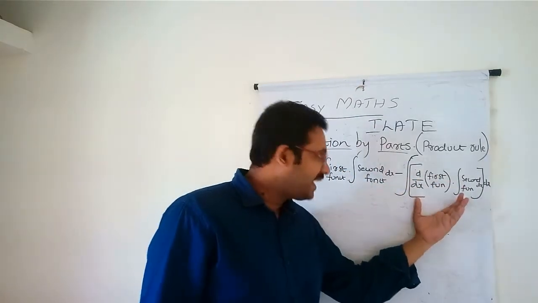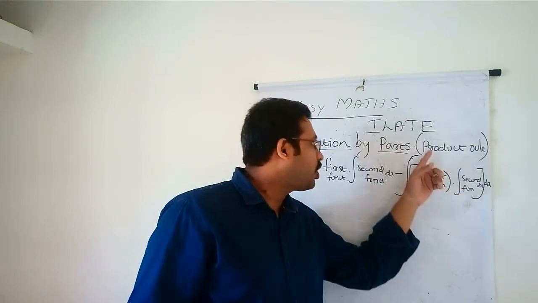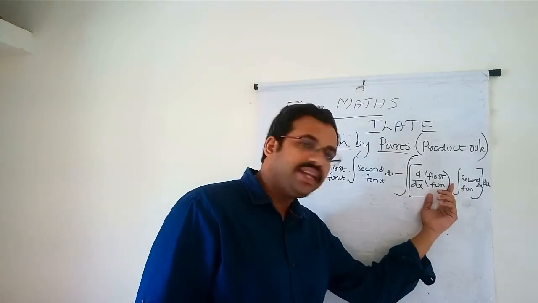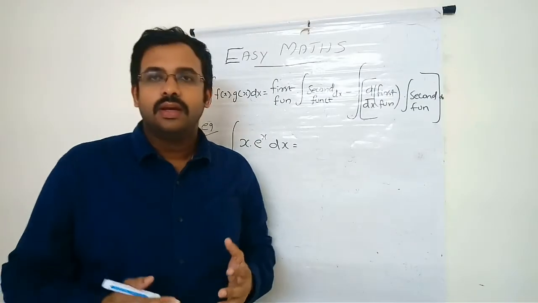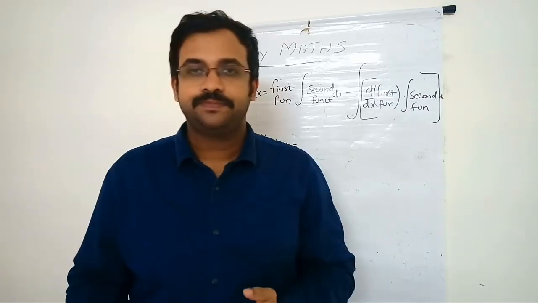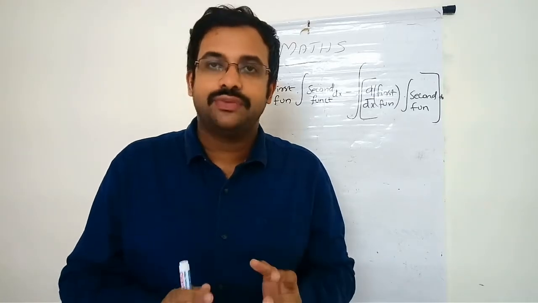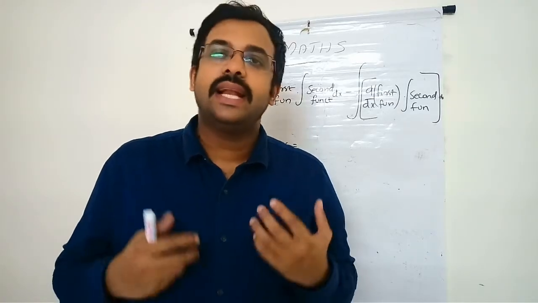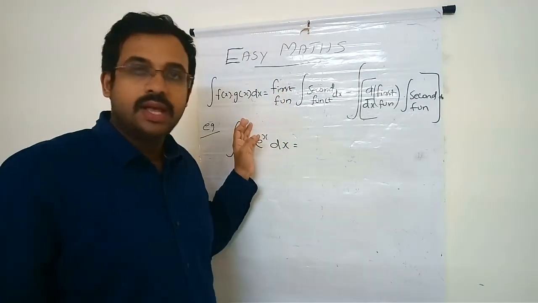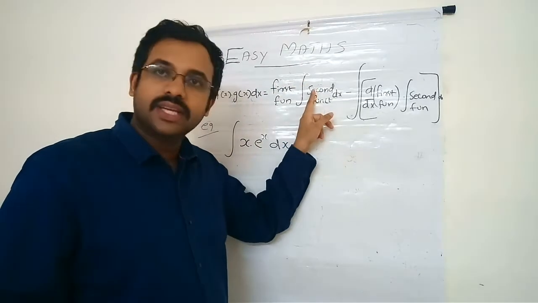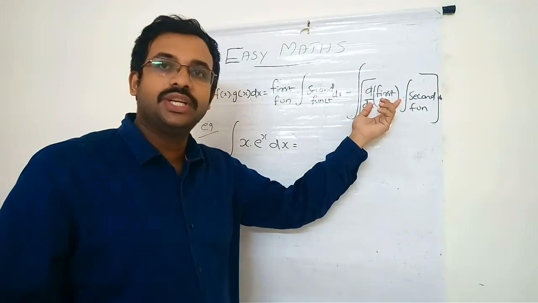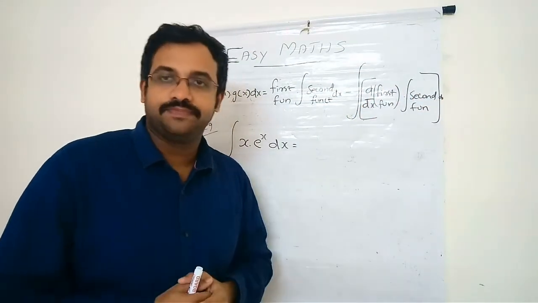minus. In the second term, we have a common integral, and inside the bracket we are differentiating the function and integrating. So now we know how to apply integration by parts. First we want to select a first function and second function. After selecting them, we want to apply this formula: first function into integral of second function minus integral of derivative of first function into integral of second function.